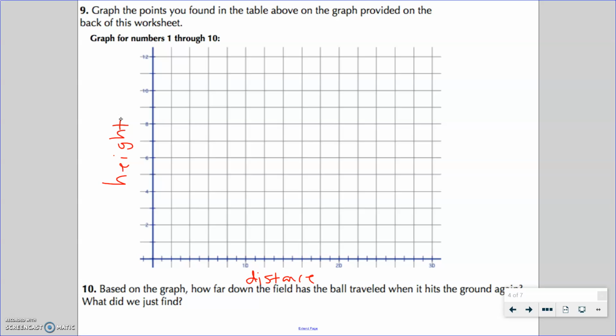So always make sure you're labeling, especially since I'm a stats teacher. That's a big deal, right? It's a big deal in science. It's a big deal anytime you're making a graph. You want to make sure you're labeling what we are talking about.